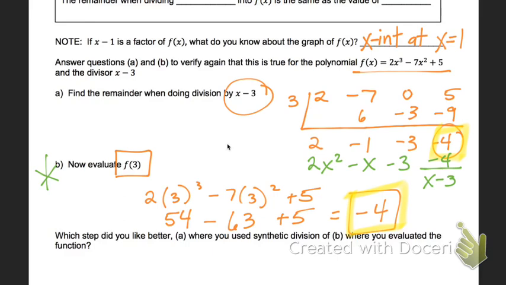But there are certain times when synthetic might be easier. Some of you said you liked synthetic better. There are some times where just plugging it in is easier. In this case, synthetic was a little bit easier, because if I didn't give you a calculator and had you do this, it might be a little bit more difficult. So it's up to you. But it's cool to see that they both work out in the same way.